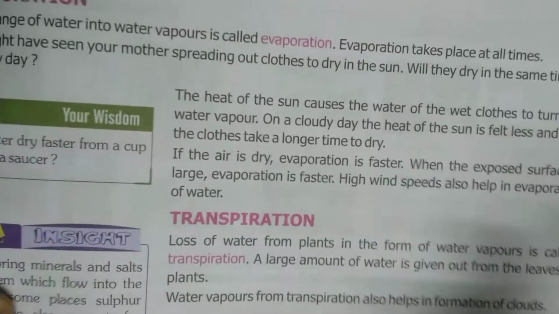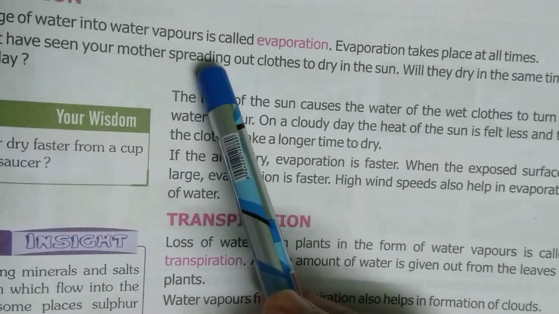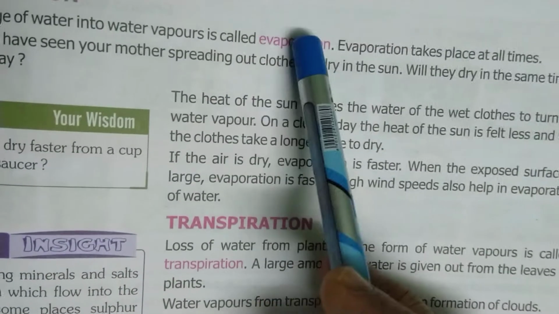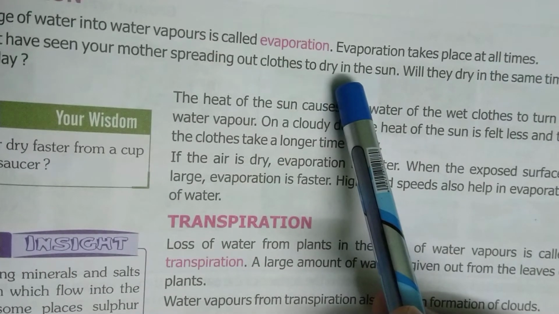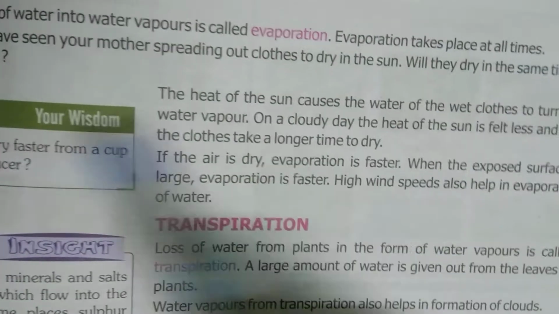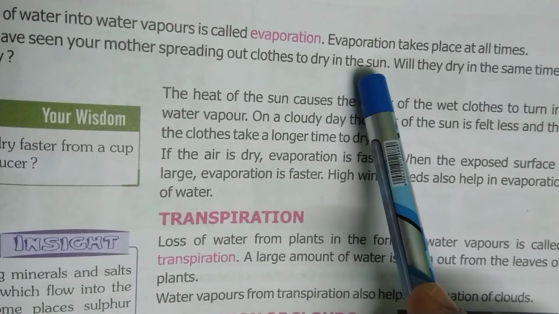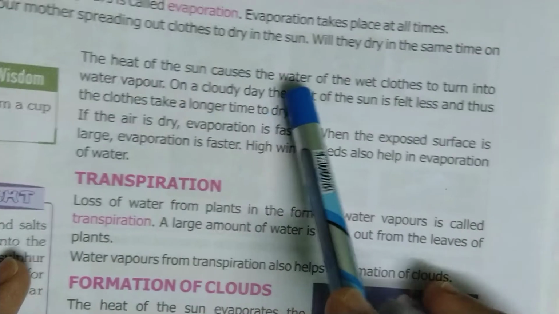What is evaporation? Evaporation is the change of water into water vapor. Evaporation takes place at all times. Due to evaporation, the clothes dry in the sun. Will they dry in the same time on a cloudy day as they dry on a sunny day? No, it will take more time for them to dry on a cloudy day. The heat of the sun causes the water of the wet clothes to turn into water vapor.